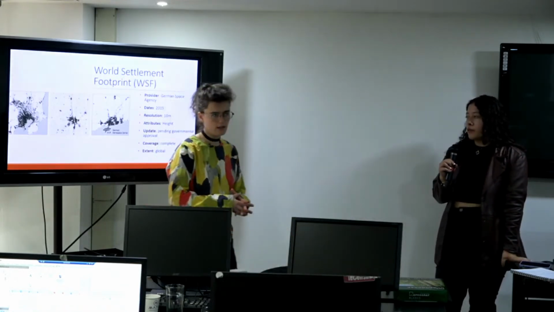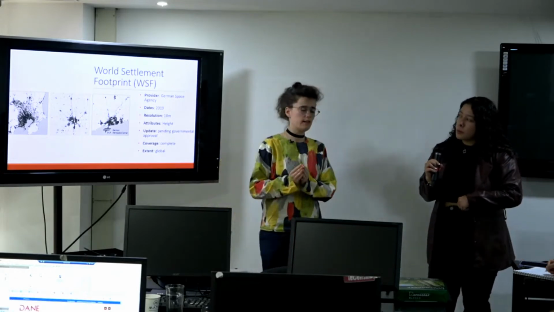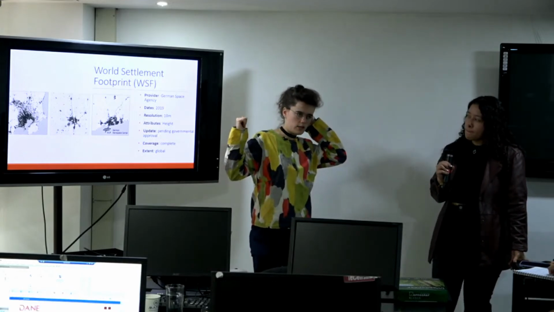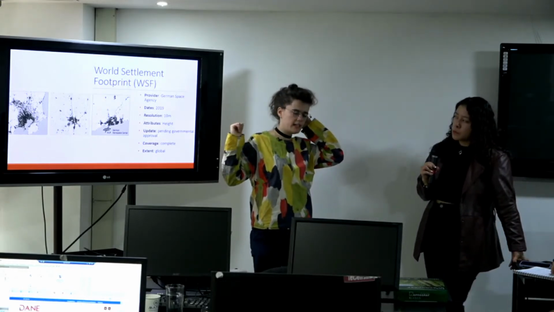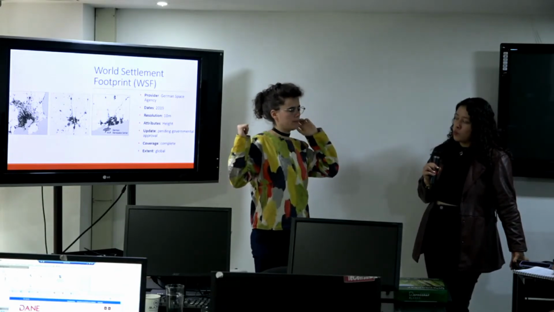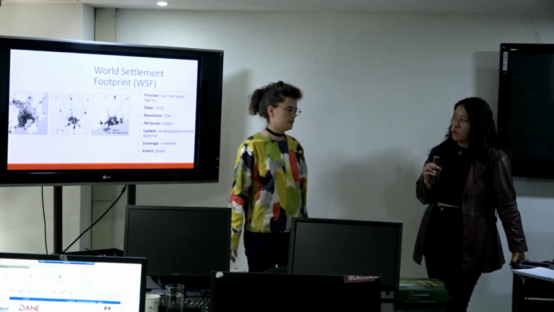The second layer is the World Settlement Footprint, and it's actually a very good layer, but it's produced by the German Space Agency, and they currently have an issue in releasing it because they used military data, and so the German government was like, no, this can't be released.